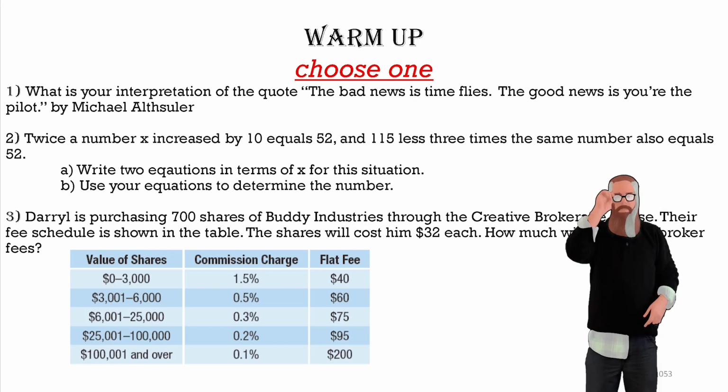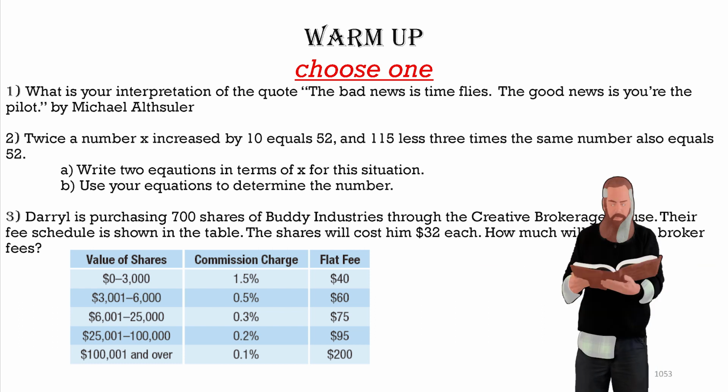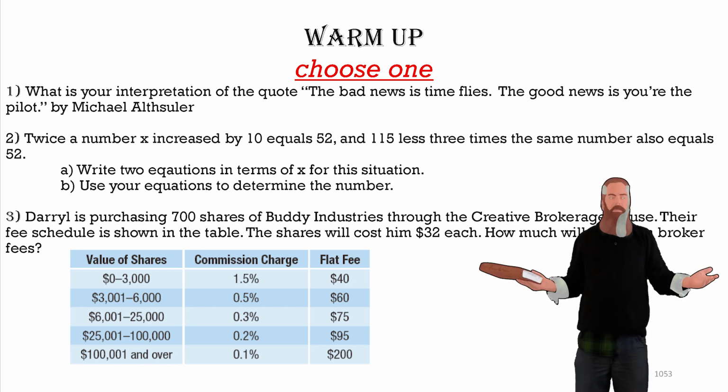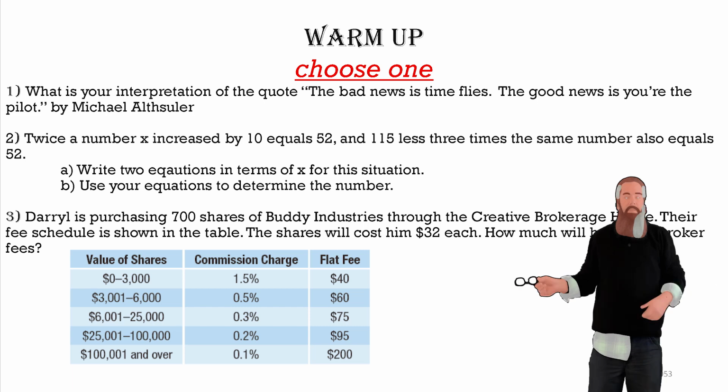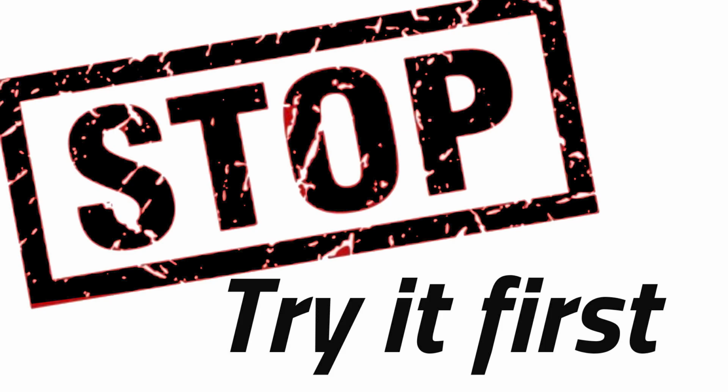Before we get into it, let's make sure we're ready for this lesson by looking at warm-up number 2. Twice the number x increased by 10 equals 52, and 115 less than 3 times the same number also equals 52. Write two equations in terms of x for this situation.